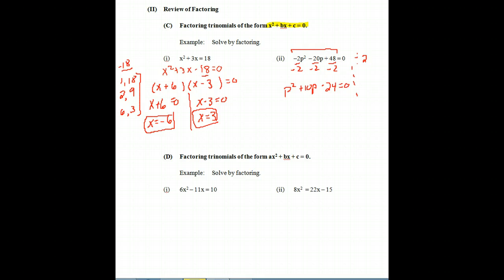Now the next step, what are 2 factors of negative 24 to add to give me 10? 2 and 12. So if I had a positive 12 and a negative 2, they would multiply to give me a negative 24, but add to give me a positive 10.